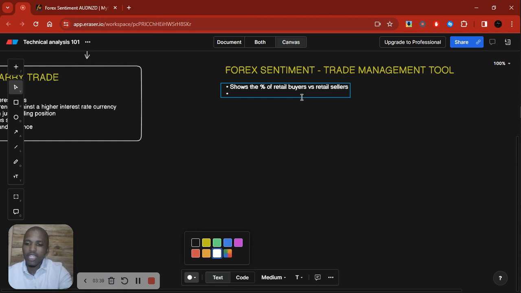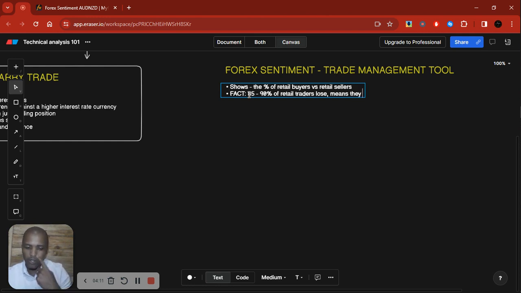So one of the things which is a known fact is that 85 to 90% of retail traders lose money. So this means that they trade at a loss, right? That is the first thing you need to understand about retail traders. So if the Forex sentiment shows the percentage of retail buyers versus retail sellers, and we understand that a majority of retail traders lose, it means that if we go in the opposite direction of the Forex sentiment, then that should be the correct direction at that point in time.